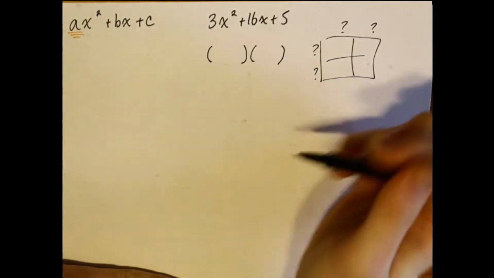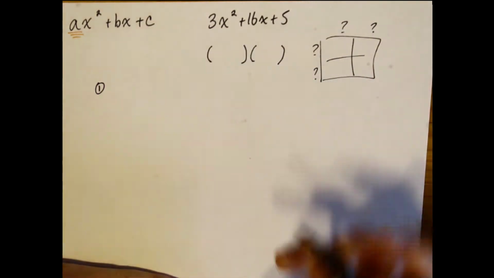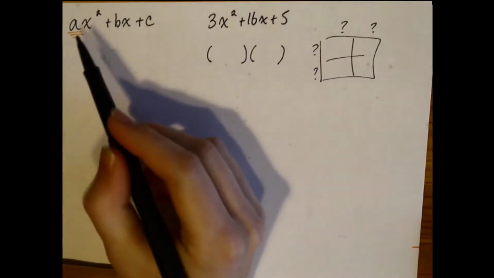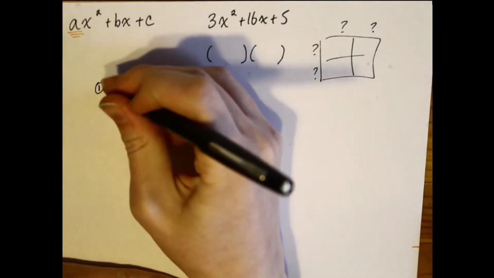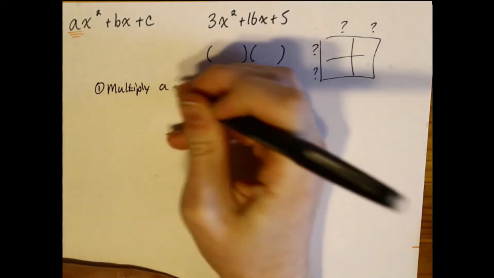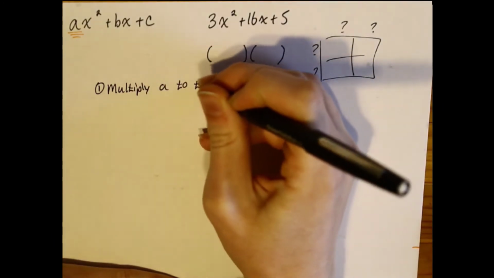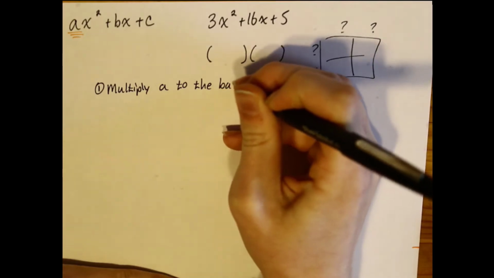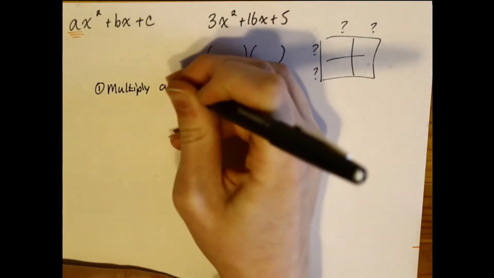So the first thing that we're going to do, step 1, is we are going to multiply a to the back. And you're probably like, what does that mean? I would be too. We'll talk about it.